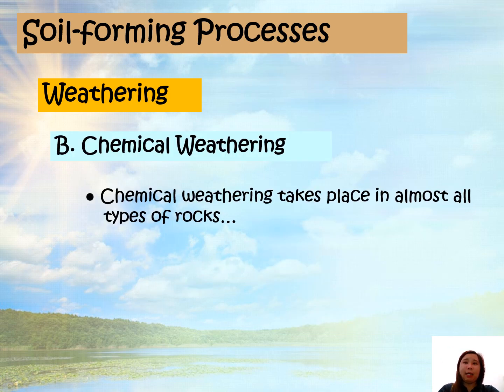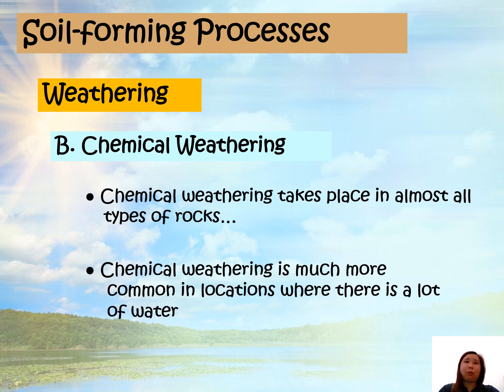Chemical weathering takes place in almost all types of rocks. Smaller rocks are more susceptible because they have a greater amount of surface area. Now remember in chemistry, the greater the surface area, the more reactive it would be. And as what I've said earlier, chemical reactions involving chemical weathering are much more common in locations where there is a lot of water.